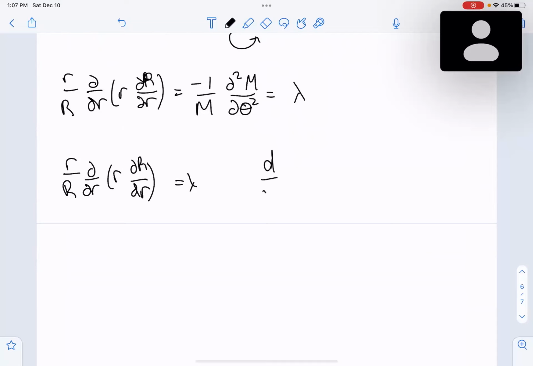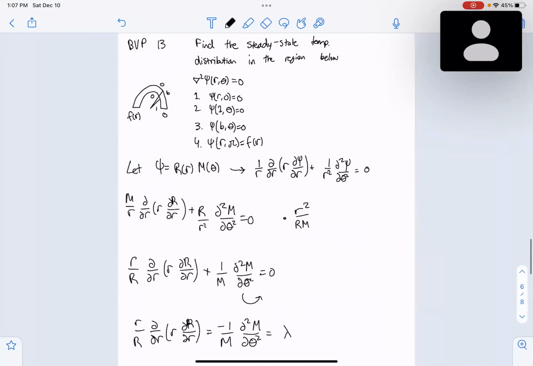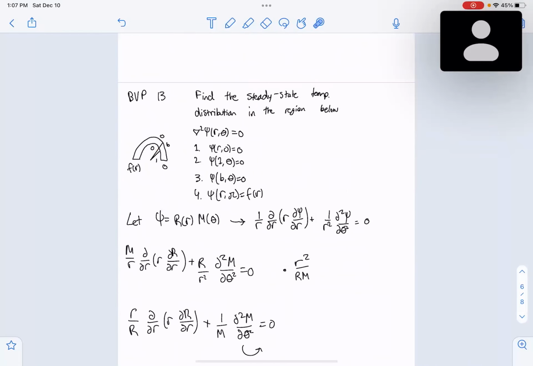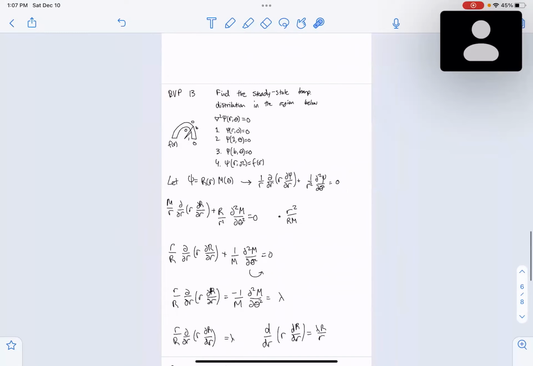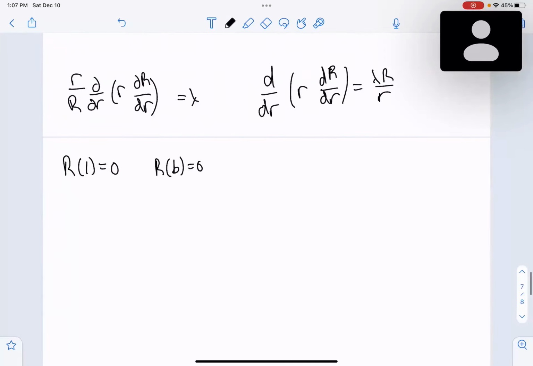That's just going to be done pretty simply by bringing our r over r to the other side here. We get r d/dr (r dR/dr) is equal to lambda R over r. Now, important to check here is that we do have homogeneous SL conditions. So we have R(1) is equal to 0, and R(b) is equal to 0. Again, that's just our boundary conditions here. We have the radius, the inner radius is held at 0, outer radius held at 0. So we do have homogeneous Sturm-Liouville conditions here.